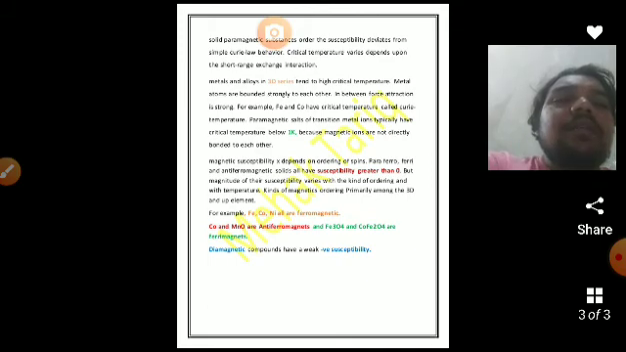Magnetic susceptibility chi depends upon the ordering of the spin. Paramagnetic, ferromagnetic and antiferromagnetic solids all have susceptibility greater than 0, but the magnitude of the susceptibility varies with the kind of ordering and with temperature. Kinds of magnetic ordering are primary among the 3d elements. For example, iron, cobalt and nickel are all ferromagnetics. Chromium and manganese compounds are antiferromagnetics, and there are the ferrites. Diamagnetic components have a weak negative susceptibility.